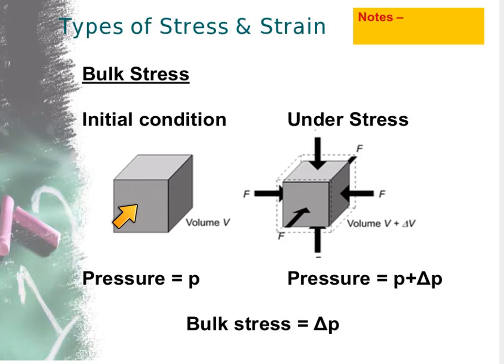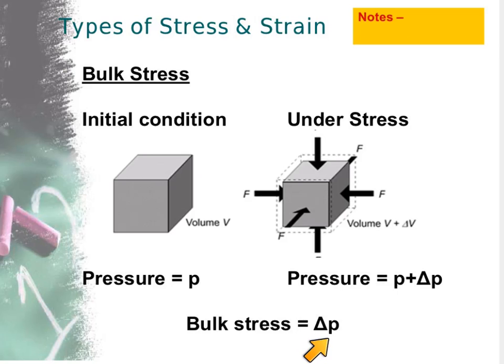So this block starts off with a pressure P, and then let's say that we decide to put it in some sort of chamber or tank or something like that that causes the pressure to increase. So now this object is under stress. We've changed the pressure by an amount delta P. So we started off with this pressure, we changed it by this much. So we would consider the bulk stress as equal to that change in pressure.